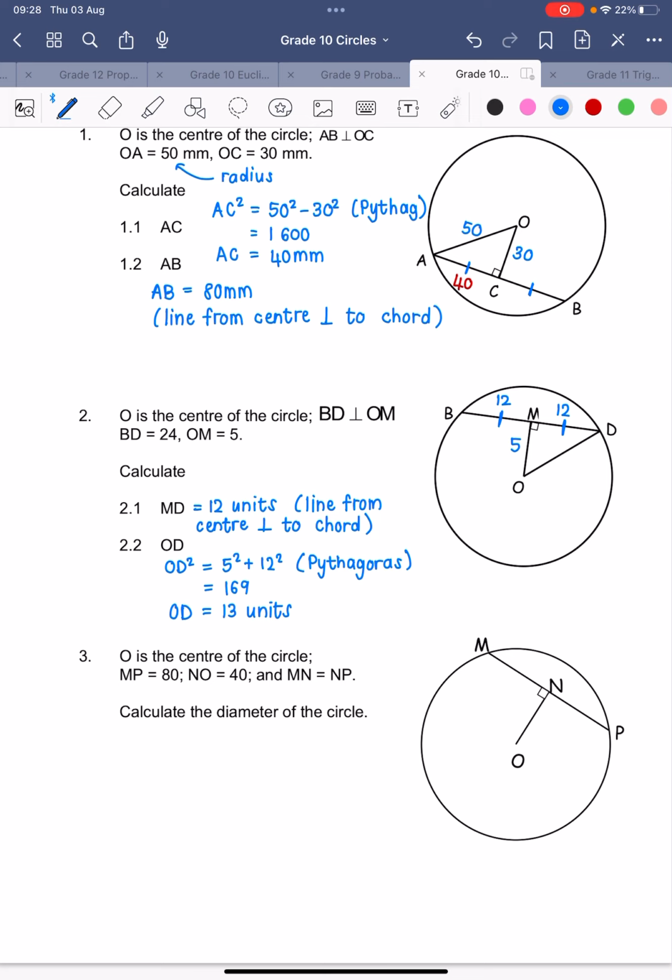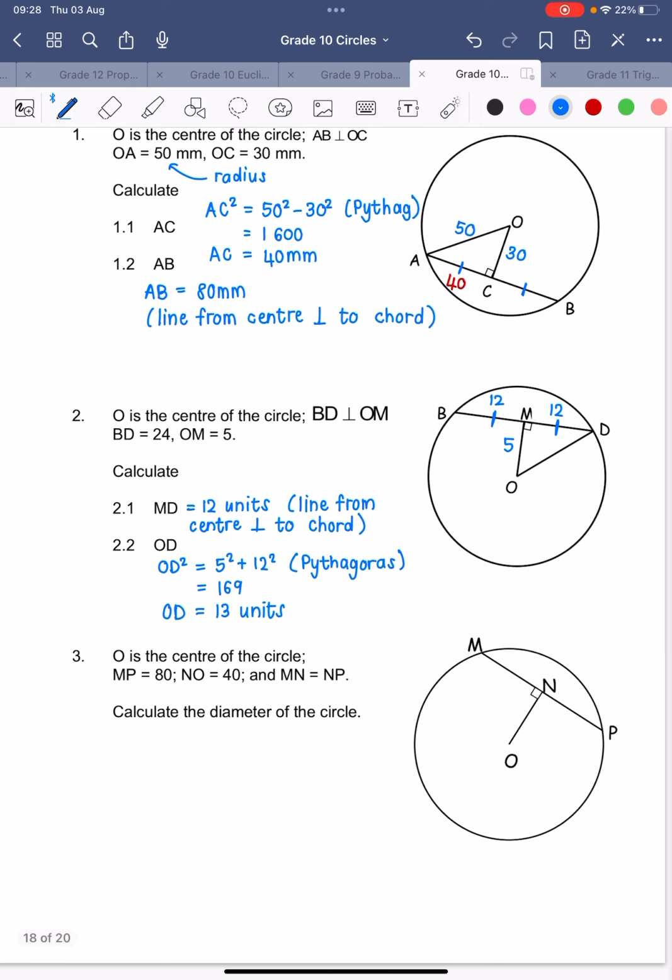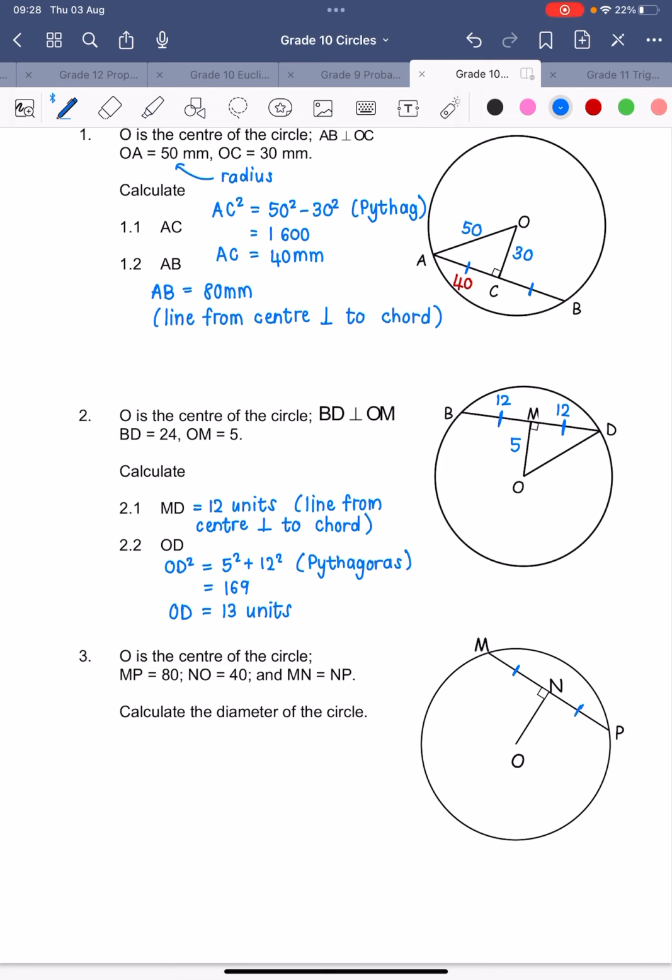We can see that this line is perpendicular to the chord, so it's going to cut the chord in half, right? So if the whole chord is 80, what is MN going to be? 40. And NP is also 40. Oh, they're even telling us that. They didn't have to tell us that, right? We could see that from the theorem. But now they're also saying that NO is 40. Now they want us to calculate the diameter of the circle.